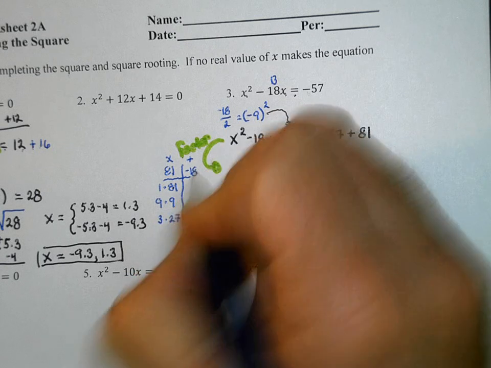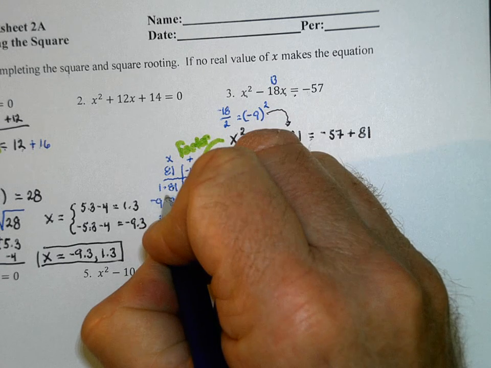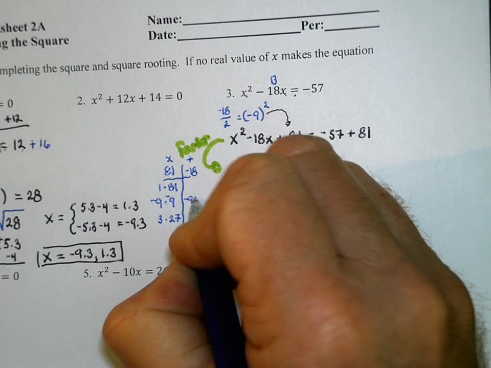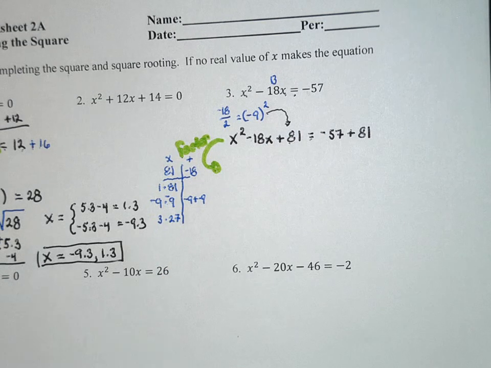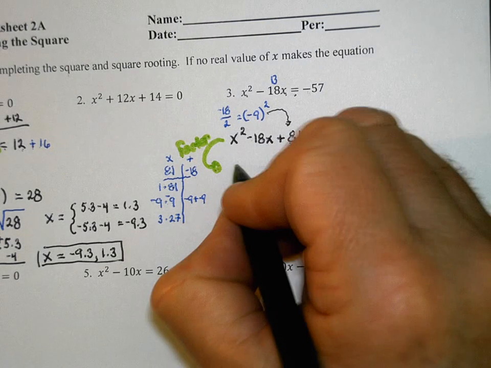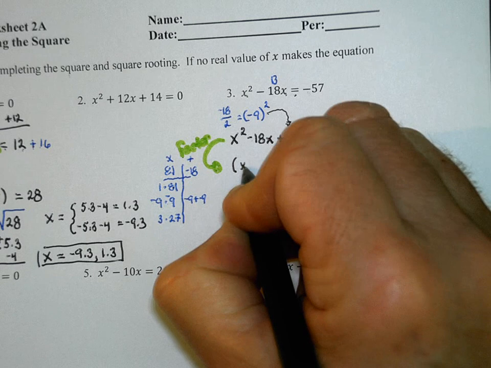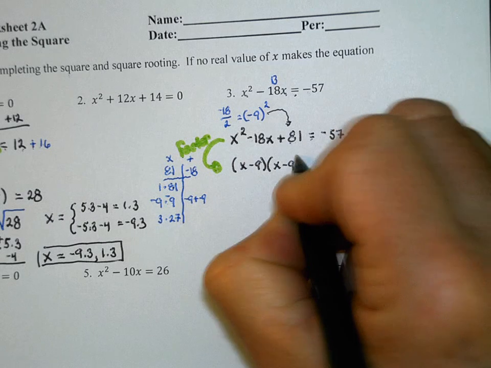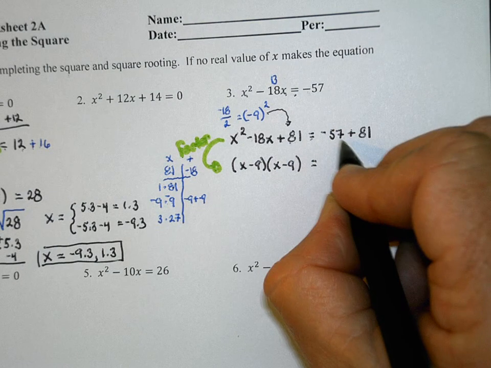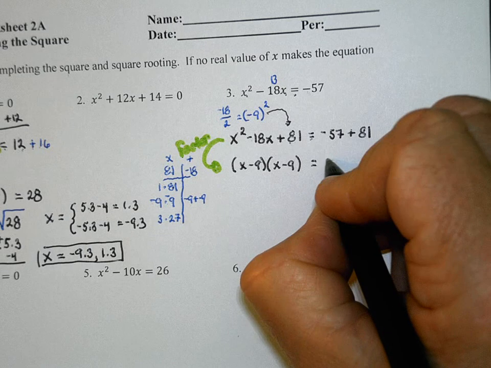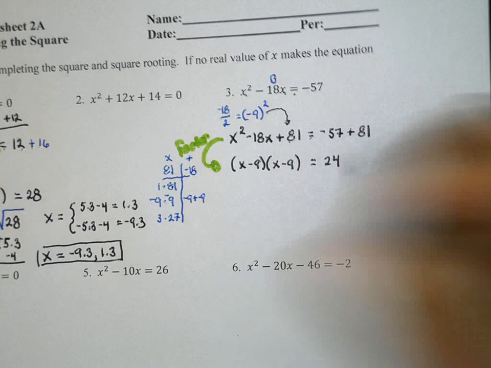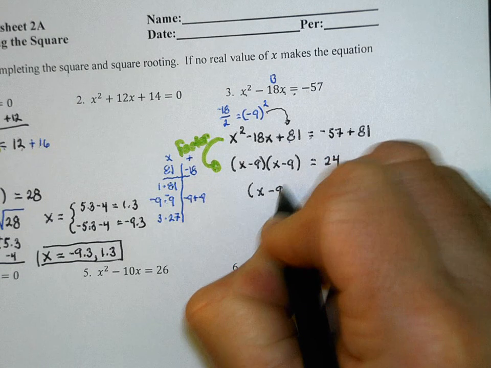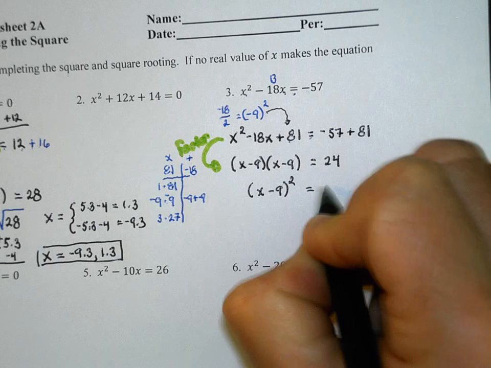The only way we can get that is if we turn both of the 9's negative. Negative 9 times negative 9 is 81, and negative 9 plus negative 9 is negative 18. So x squared minus 18x plus 81 factors into x minus 9 as my first factor, and x minus 9 as my second factor. That's going to be equal to negative 57 plus 81, which is positive 24. So I have two sets of x minus 9, and I'm going to write that like this: x minus 9 to the second power is equal to 24.